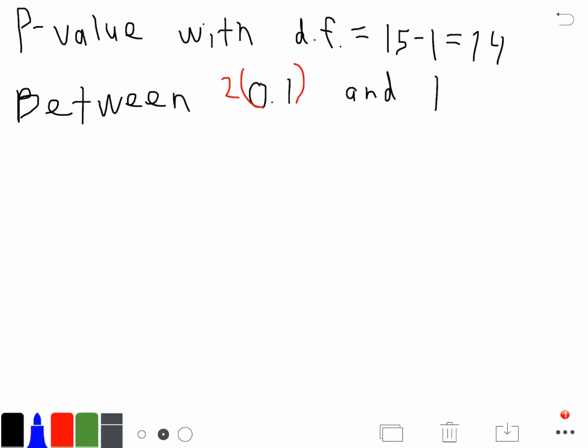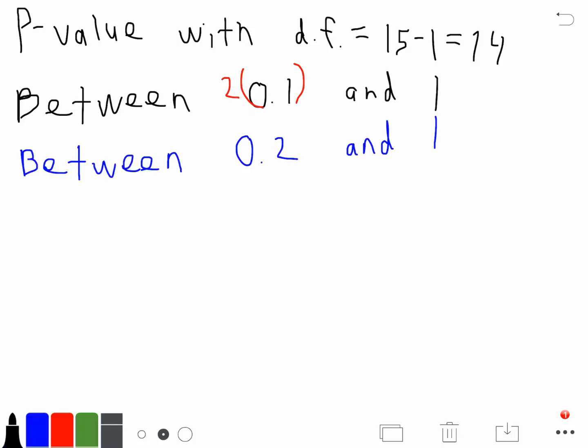Now, since this is a two-tailed test, I'm going to multiply that 0.1 by 2. Notice I just multiplied the 0.1 and not the actual whole number 1, because our probability cannot be more than 1. By doing that, we find out that our p-value is between 0.2 and 1. Now that we have our p-value, we can move on to our conclusion.